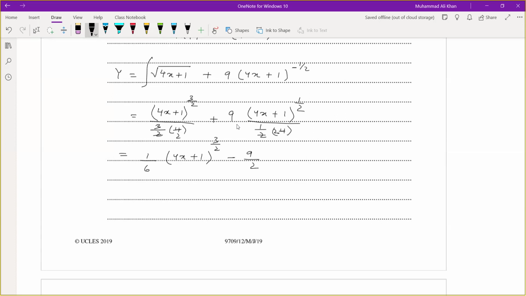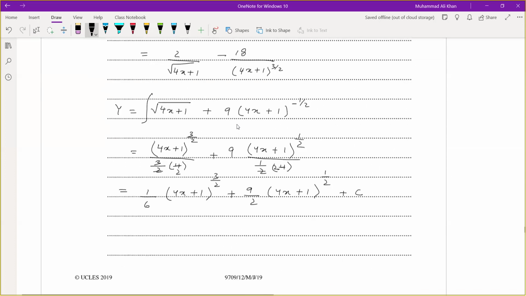9 upon 2 times 4x plus 1 power half plus c. This is the integral. Hopefully there's no confusion in this. And after this, what is next? अच्छा, ये तो पॉजिटिव है ना? जी हाँ, पॉजिटिव रहेगा ये.